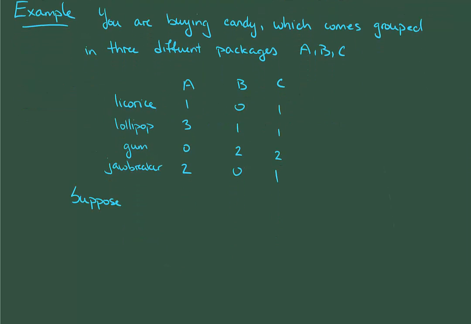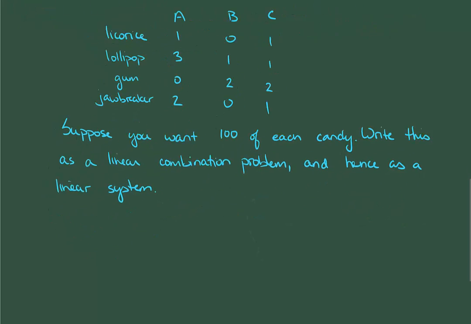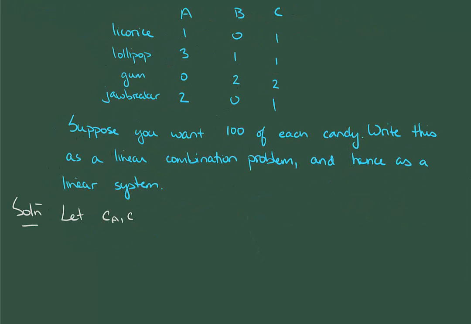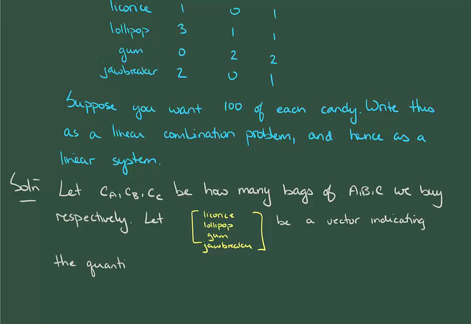Now let's say we want to have exactly 100 of each candy. Let's write this as a linear combination problem, and then in turn use that to write this as a linear system. Alright, so the first thing I'm going to do is indicate how many of each bag we're going to buy. Let's use CA, CB, CC to indicate the quantities for each bag. We will use a 4x1 vector to account for which candies are purchased. Licorice is the top slot, jawbreakers is the bottom, and in this way we can encode the problem into vectors.